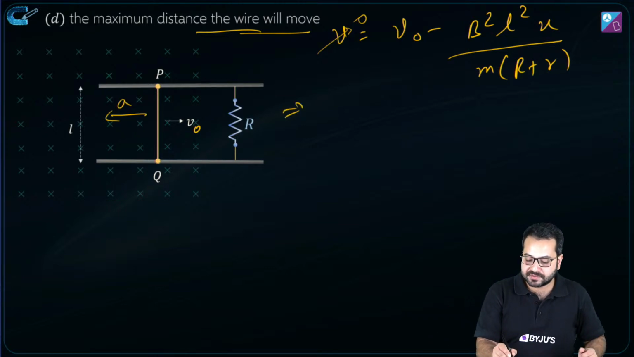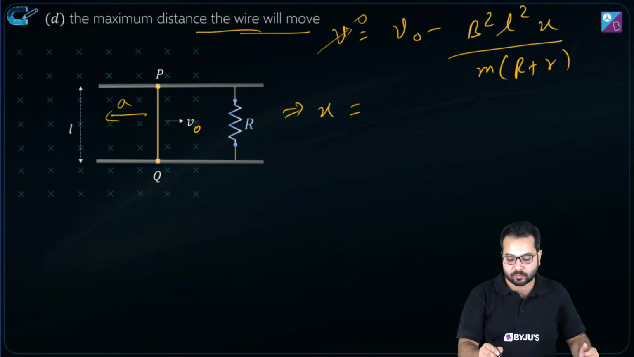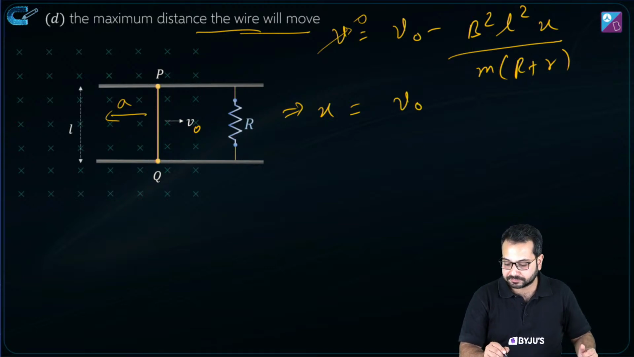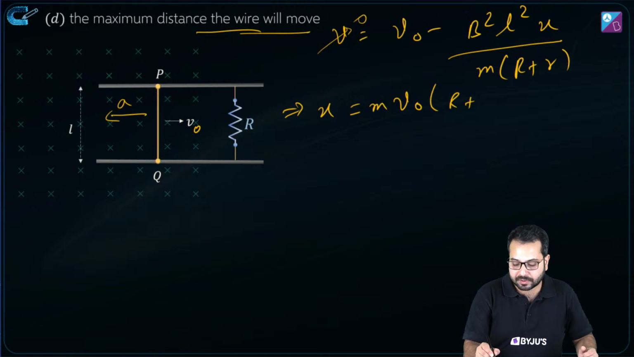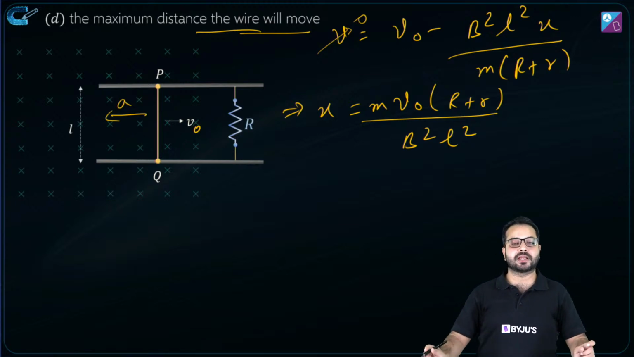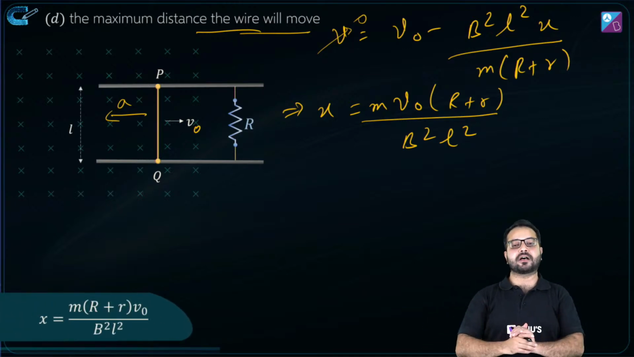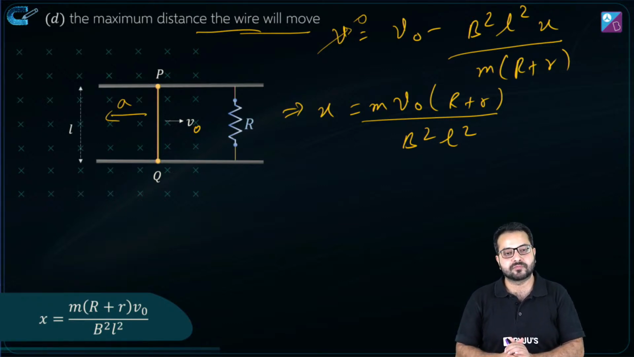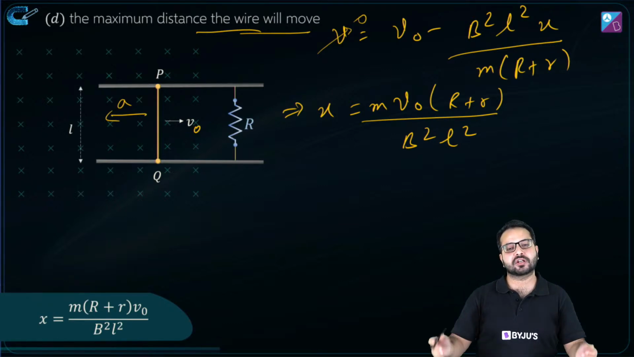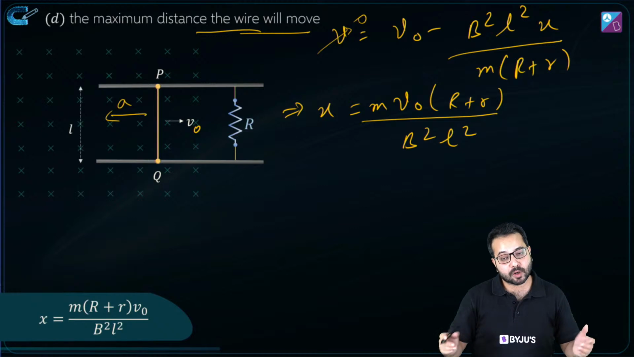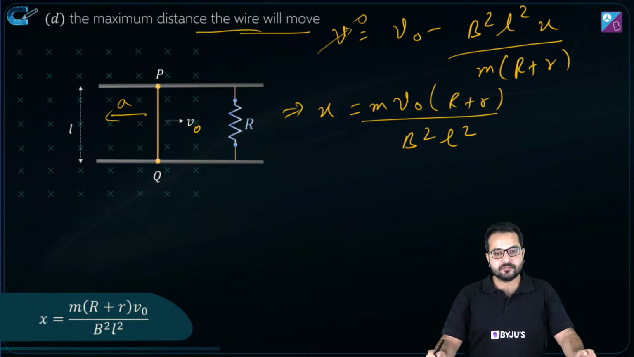If the velocity becomes 0, we get x equal to v0 into m, or we get m v0 into (R plus r) divided by B squared L squared. Is that right? So we are going to get this as our answer. Is that clear? So this was a slight variation in the motional EMF problem itself. So I hope this is clear.